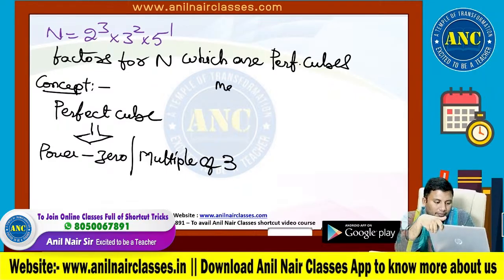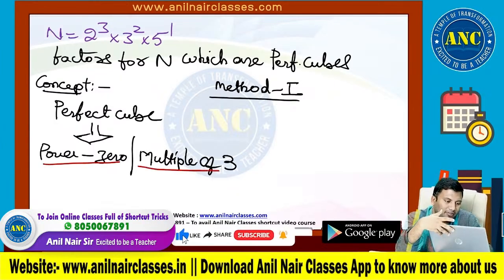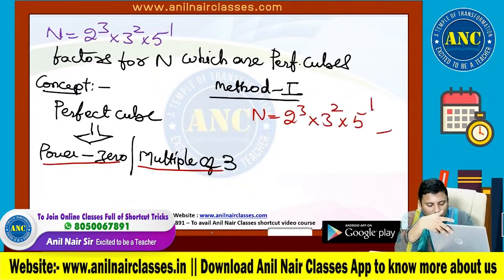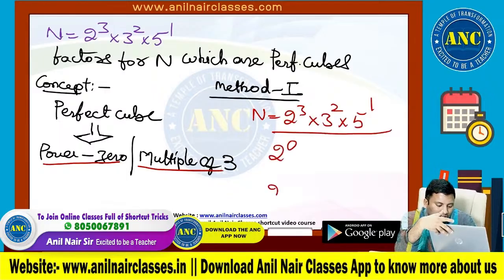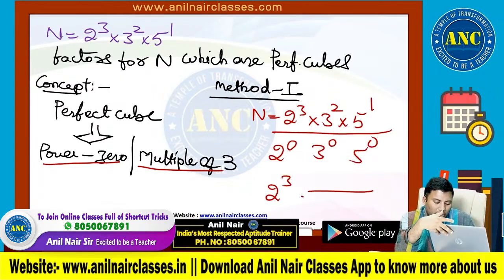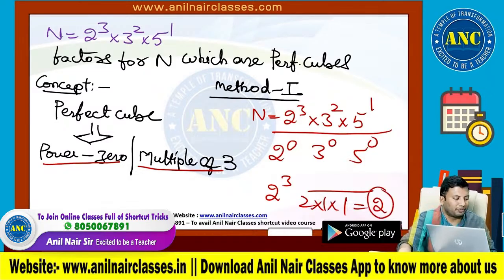So, method 1. Any perfect cube will have powers that are 0 or multiples of 3. So the factors which are perfect cubes come from 2 cube into 3 square into 5 power 1: 2 power 0 or 2 power 3, 3 power 0, 5 power 0. That is 2 into 1 into 1. The answer for this question is 2.